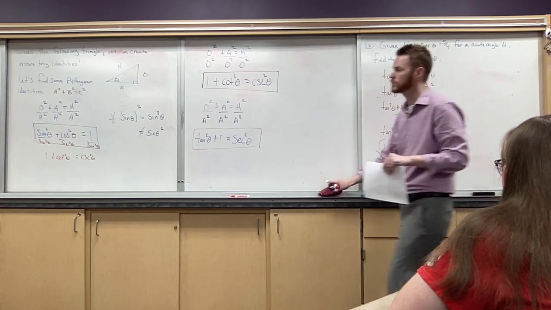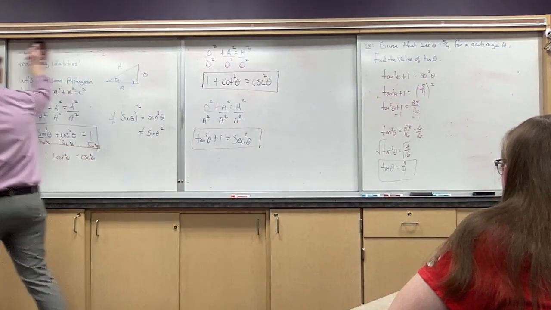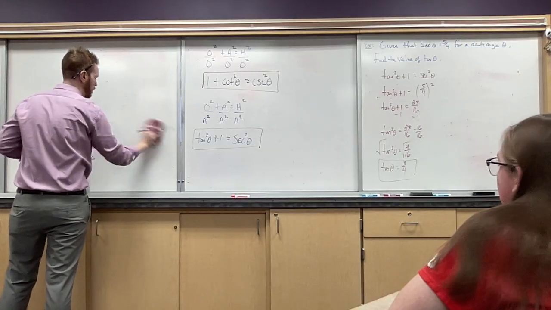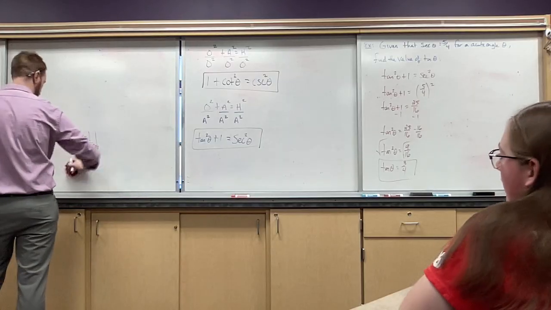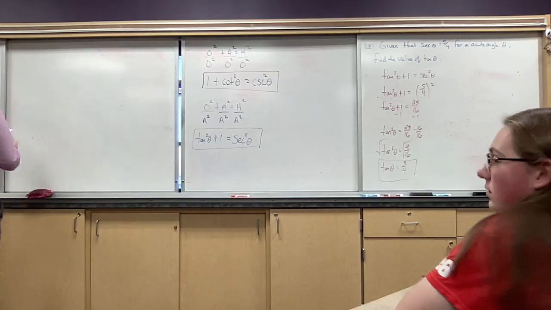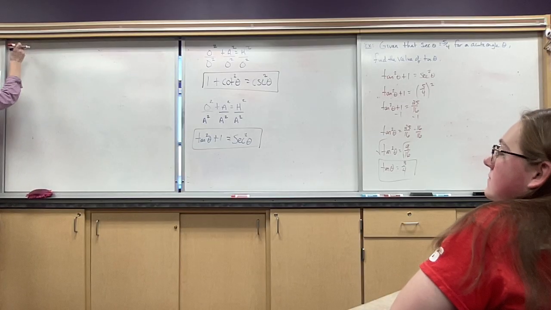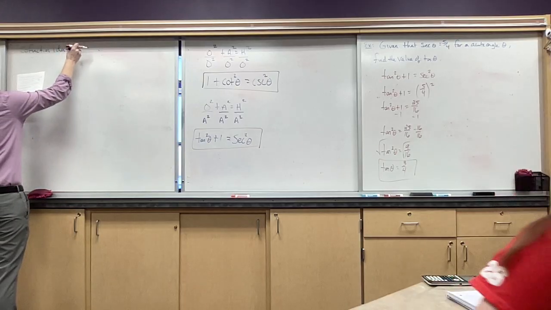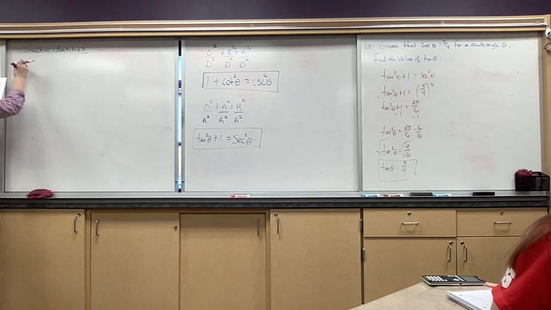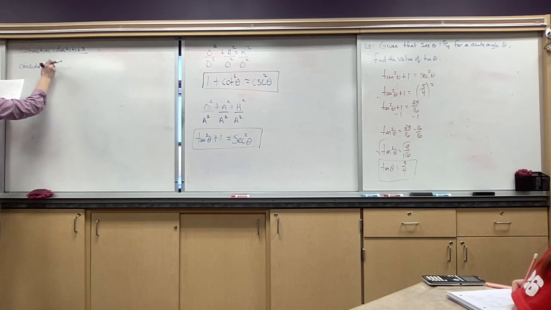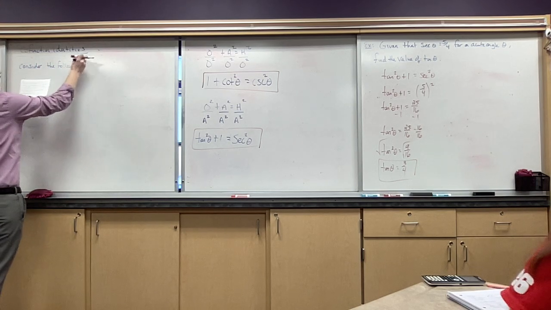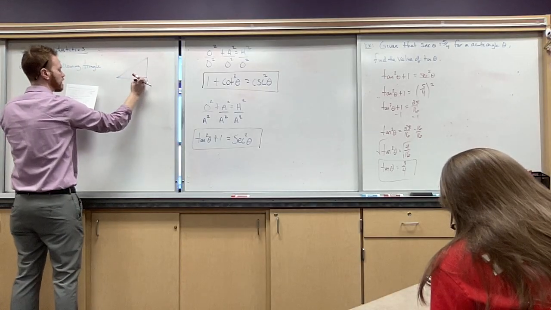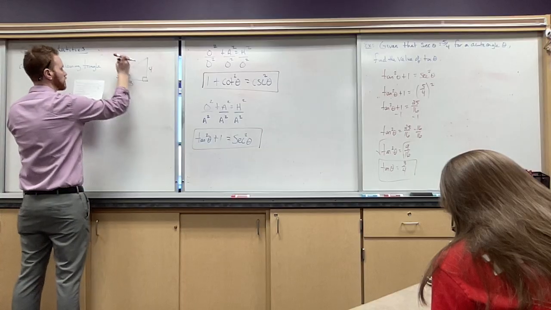Okay, let's talk about cofunction identity. So this is one type of identity. Let's talk about cofunctions. I'm going to put on this board over here. Okay. So let's consider the following triangle. Right there. Let's bring the 3, 4, 5 triangle back.